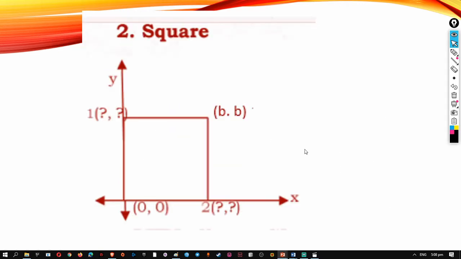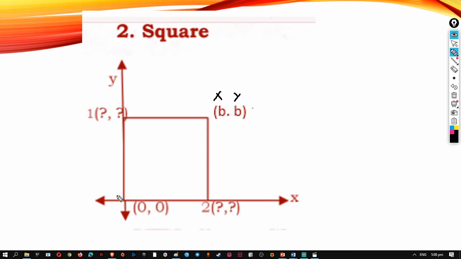We have the second figure, a square. Mas madali ito. Ang hinahanap ay dalawa. Ito at saka yan. Heto ang given. Ibig sabihin, ang b ay x, ang x ay b, ang y ay b rin. Siyempre, square siya, so kailangan same yung x and y.